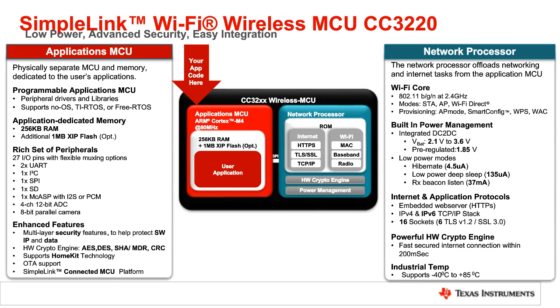Within the application MCU, we are enabling several security features that we just presented to you. Mainly those features are there to help you protect your software IP and also any data and credentials stored on the device. We're also providing API access to several hardware crypto engines such as AES, DES, SHA, and MDR as mentioned here. This device also supports HomeKit technologies.